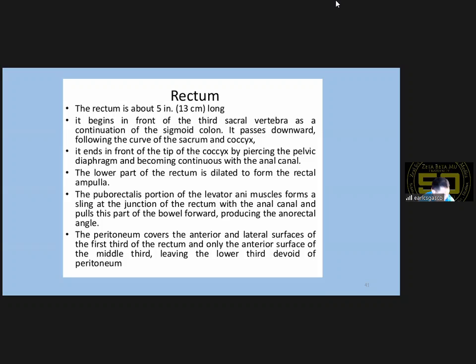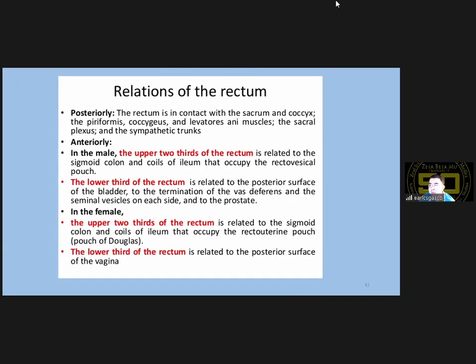Now, relations of the rectum. Posteriorly, the rectum is in contact with the sacrum and the coccyx, so it's near the bones. It's also posteriorly related to the piriformis, the coccygeus, and the levator ani muscles, as well as the sacral plexuses. Anteriorly, in males, the upper two-thirds of the rectum is related to the sigmoid colon and coils of the ileum, while the lower third is related to the bladder, termination of the vas deferens, and the seminal vesicles on each side.